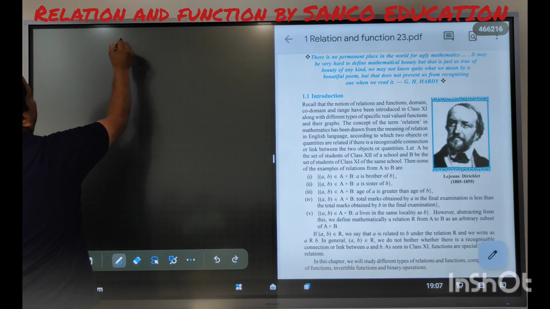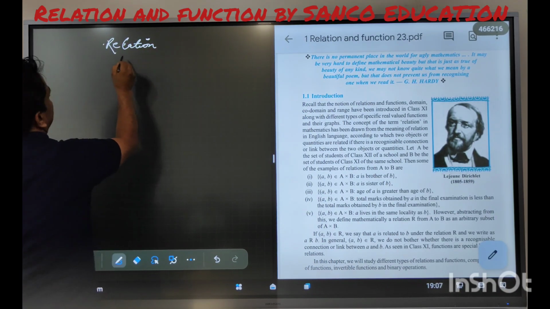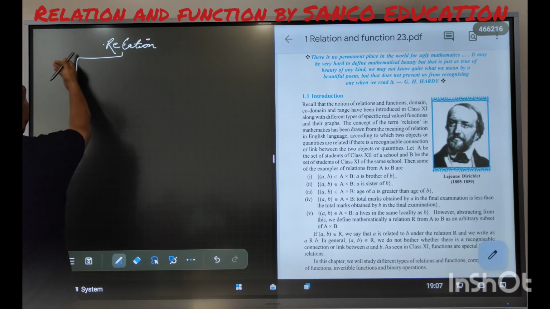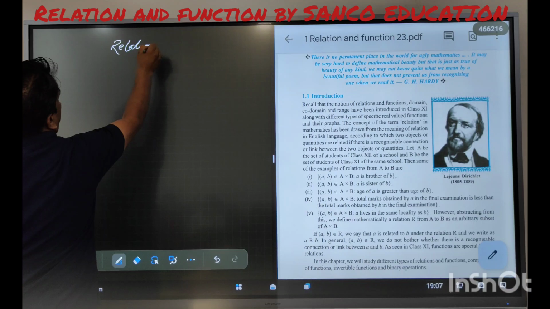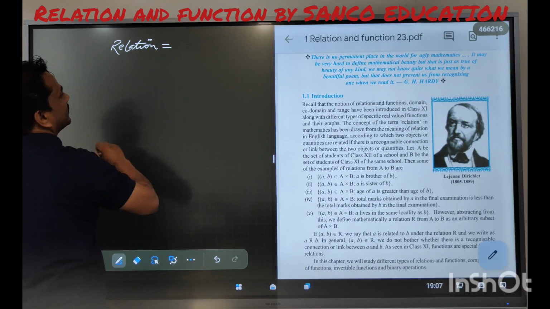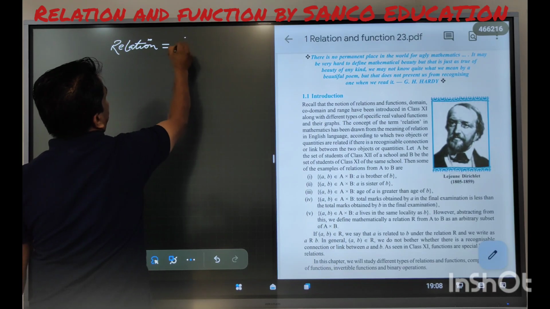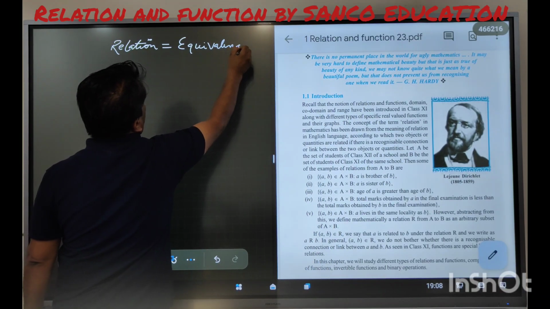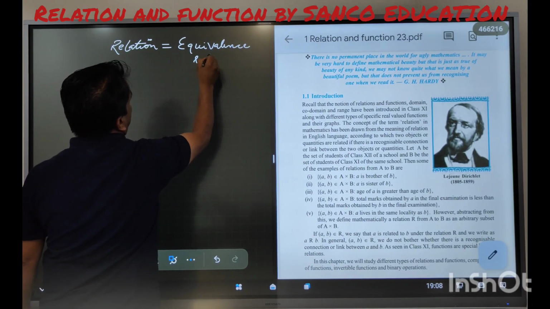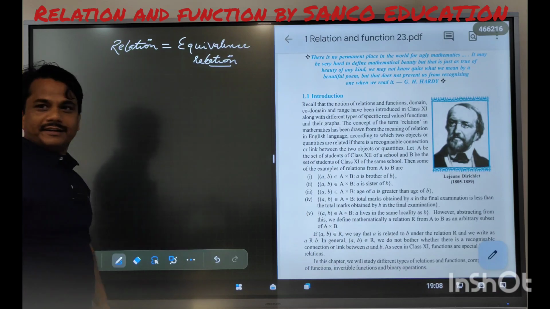We will discuss relations. Relation means, in the chapter on relations, what type of relation is it? That is called equivalence relation. We will discuss equivalence relation in this chapter. What is called the equivalence relation?